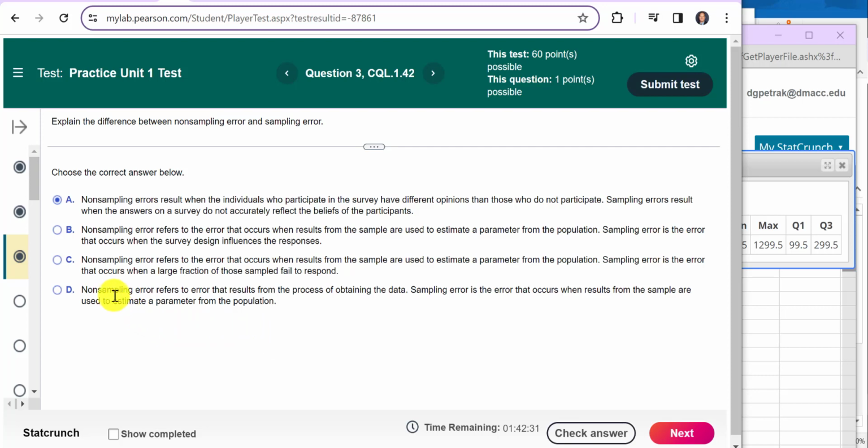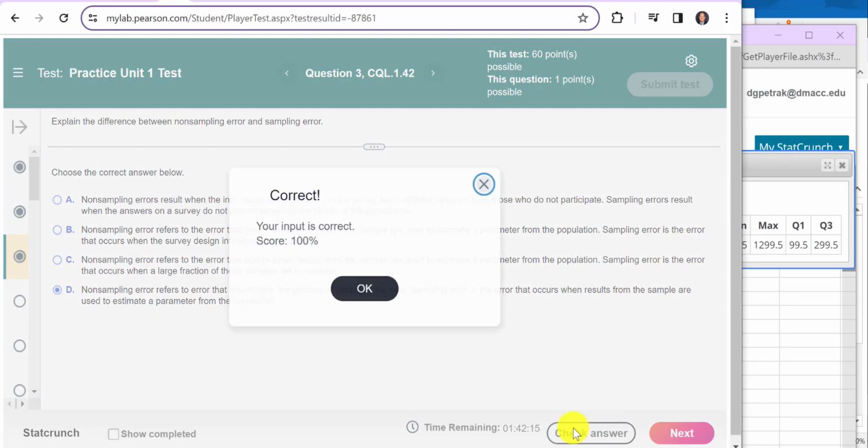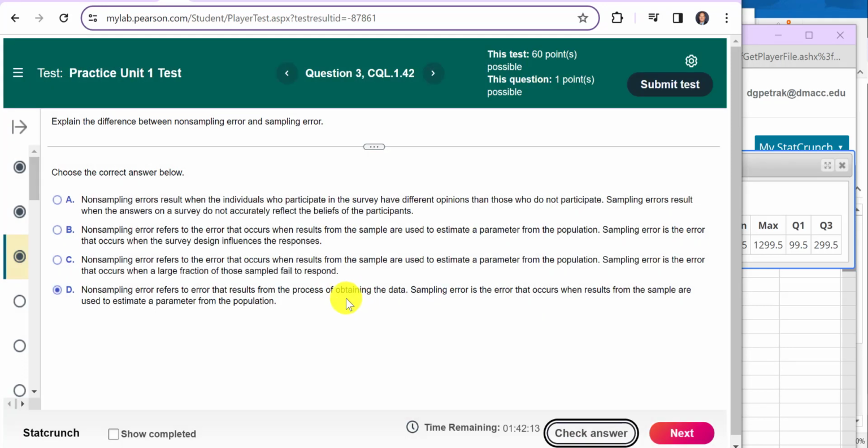Non-sampling error is when the error occurs from the process of obtaining the data, and sampling error is when the results from the sample are used to estimate a parameter from the population.